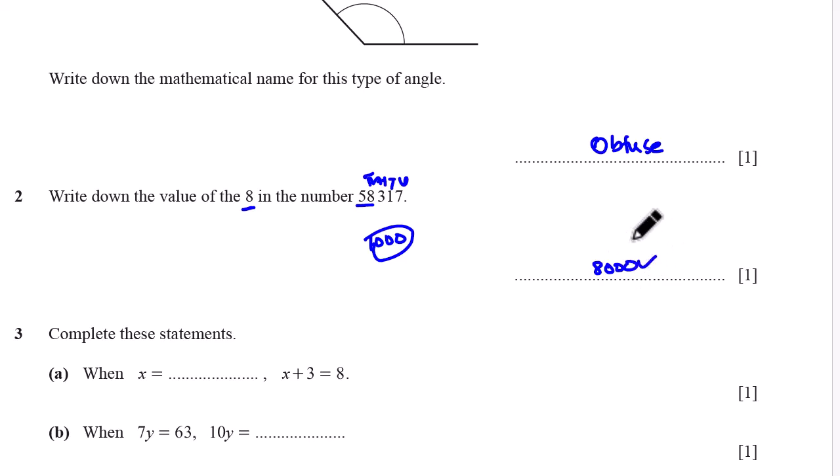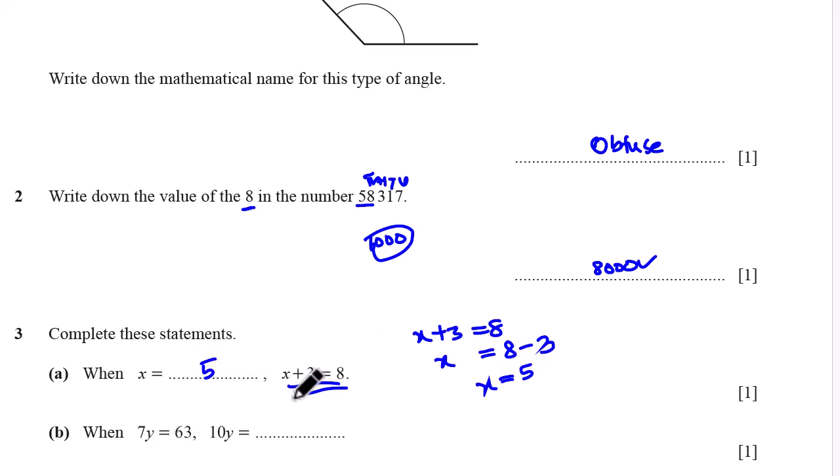Moving on to question number 3, complete the statement. When x is equal to dash, x plus 3 is equal to 8. What they are saying is simply solve this equation. So we have x plus 3 is 8. To solve for x, we need to take 3 to the other side. So you have 8 minus 3, so that x is 5. This is simply what they are asking you.